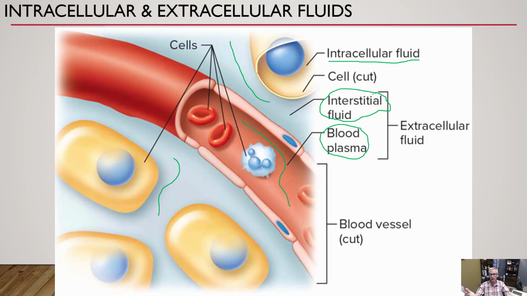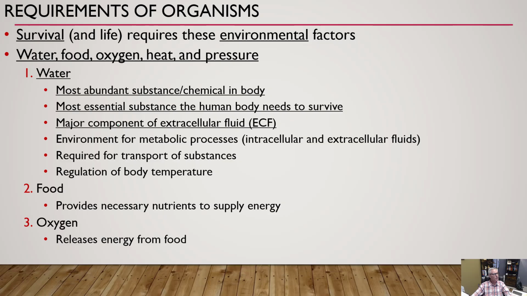your ankles swell. Or if you ate too much Chinese food and you have too much salt in your system and your fingers swell and it's hard to get your ring off, it's because now you have too much interstitial fluid, too much extracellular fluid in your tissue space. All right, so water, major component of the extracellular fluid.